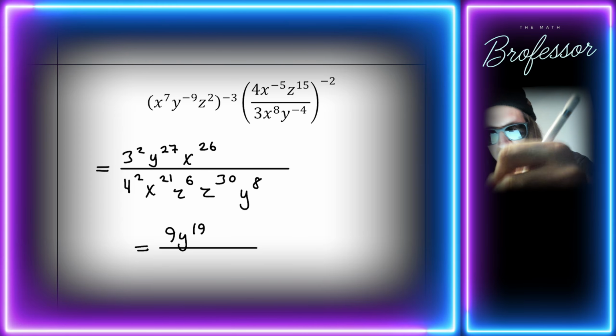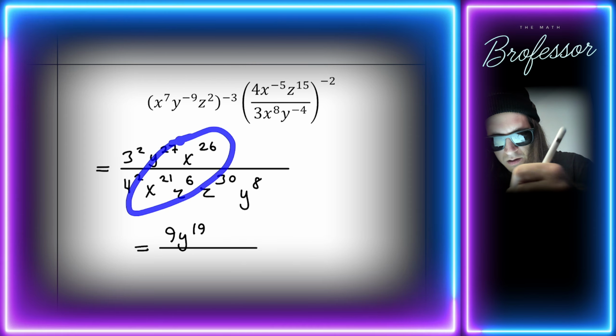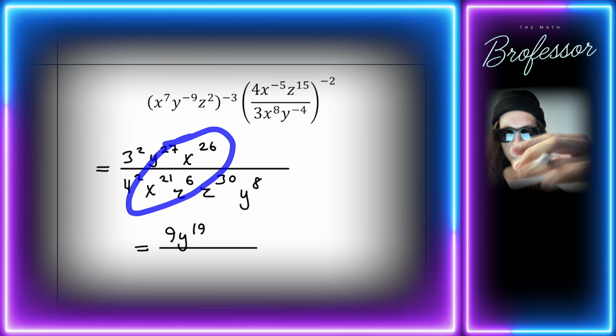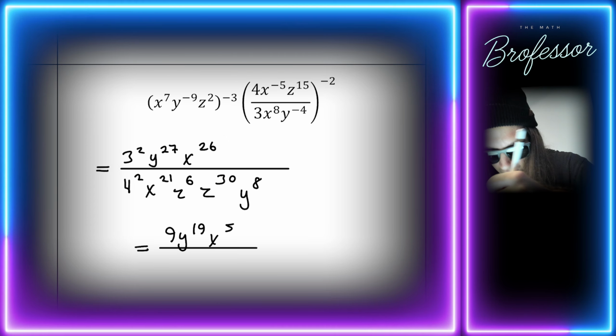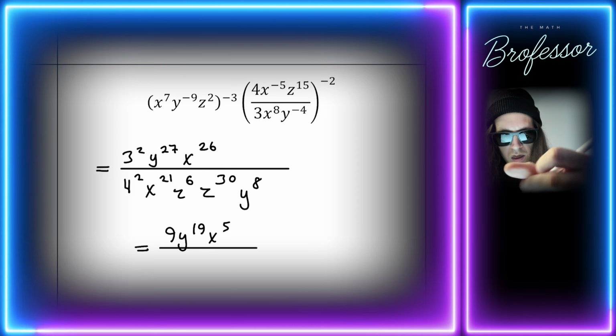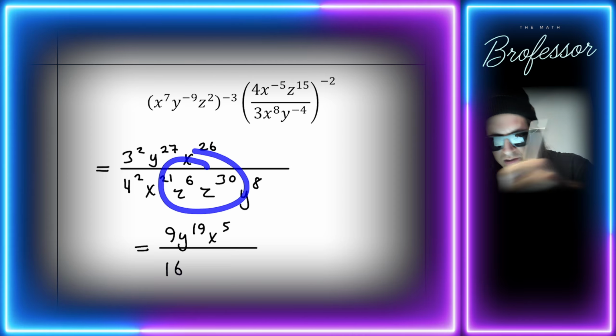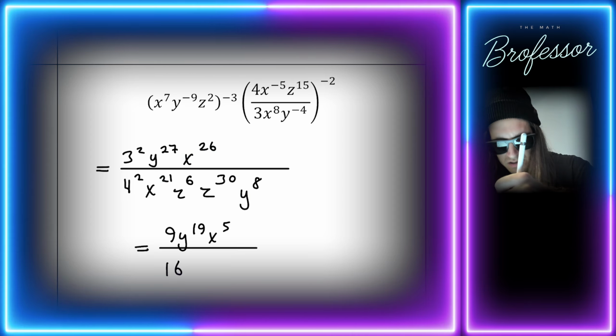Right, 26 minus 21 is 5. Four squared is 16. Z, we got to add those z's right there. 6 plus 30, 36.